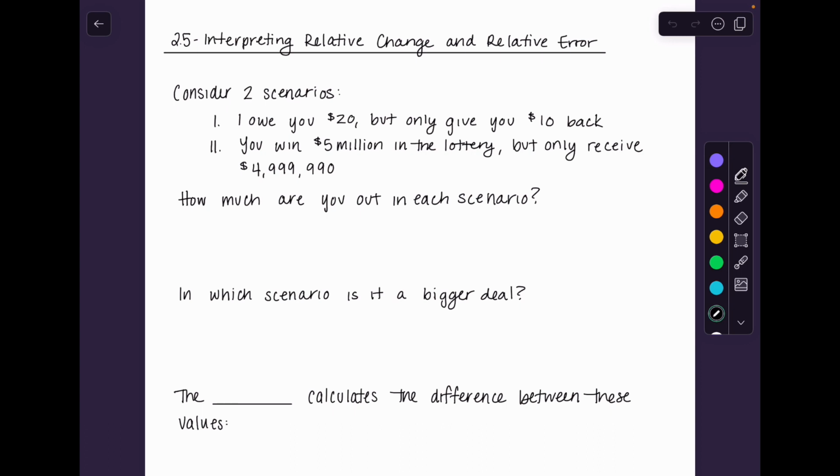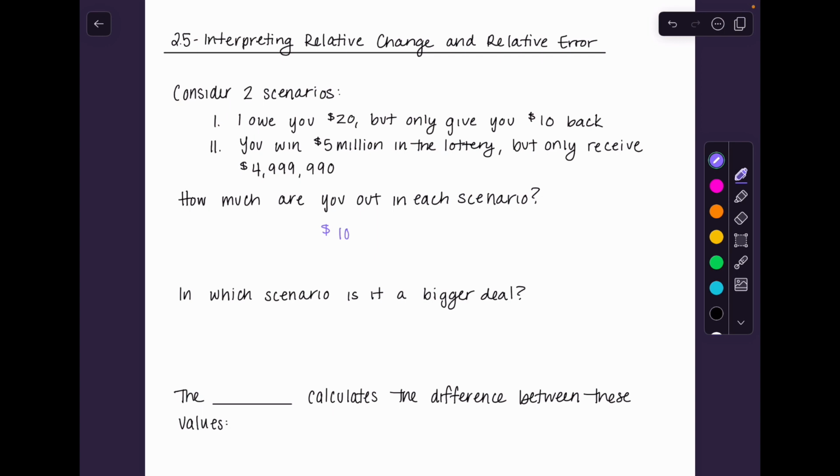Suppose in scenario one, I owe you $20, but I'm only giving you $10 back in return. Scenario two, you win $5 million in the lottery, but you end up receiving $4,999,990. So in both of these scenarios, if you consider how much money you've lost, in the first one, you got 20 but only got $10 back. You lost 10 bucks. In scenario two, you lost $10 out of your 5 million. So in each scenario, you're out 10 bucks.